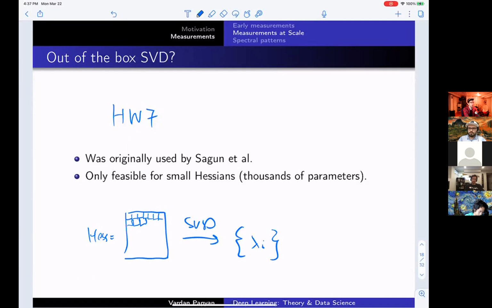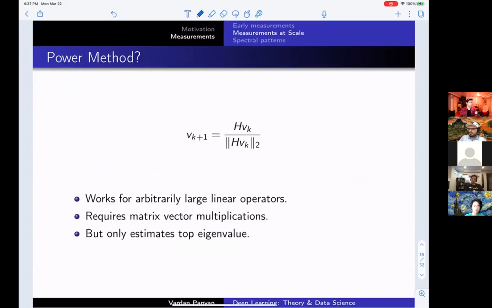So one would like to do something better. So what would be the next thing you might consider doing? The next thing you might consider doing is using something like the power method. So what is the power method? The power method is an iterative algorithm where you initialize v0 to be some random vector, and then you just calculate v_{k+1} equal to Hv_k divided by its norm.